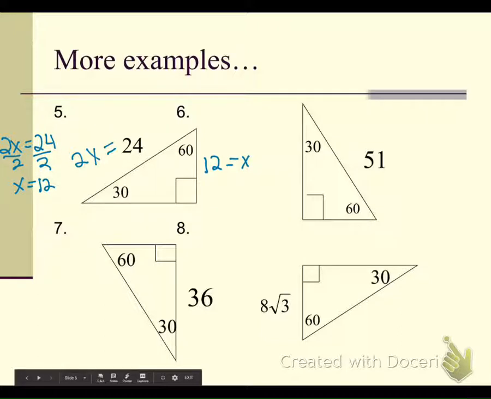And then our last step is to find the one opposite of our 60 degrees. The one opposite of our 60 degrees is that x square root of 3. So I'm just going to substitute in. I end up with 12 square root of 3. I'm still trying to find the shortcut for this whole process.